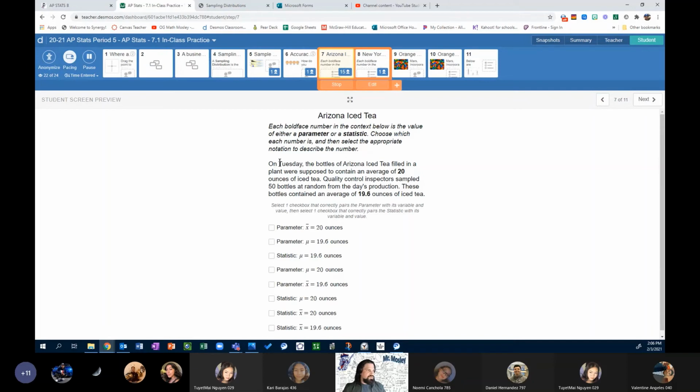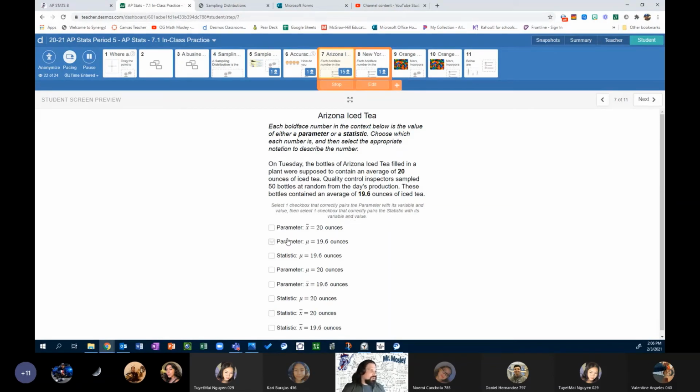For this one, on Tuesday, the bottles of Arizona iced tea filled in a plant were supposed to contain an average of 20 ounces of iced tea. Quality control inspectors sampled 50 bottles at random from the day's production. These bottles contained an average of 19.6 ounces of iced tea. Below you have 8 options. You need to select one checkbox that correctly pairs the parameter with its variable and value, then select one checkbox that correctly pairs the statistic with its variable and value.